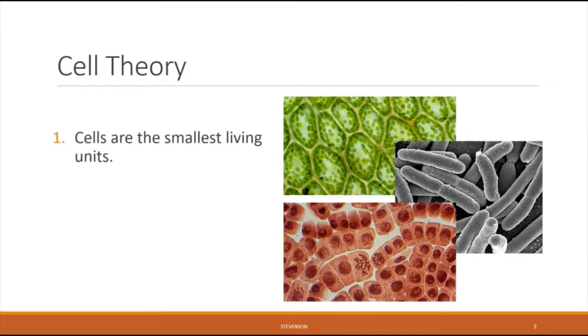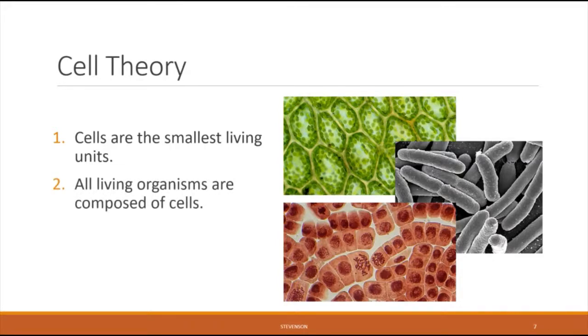The first one is that cells are the smallest living units. Of course, there are things that are smaller than cells. There are molecules, DNA, protein, carbohydrates, these sorts of things. However, those things are not alive. They are simply chemical compounds. Cells are the smallest units that exhibit all of the characteristics of living organisms.